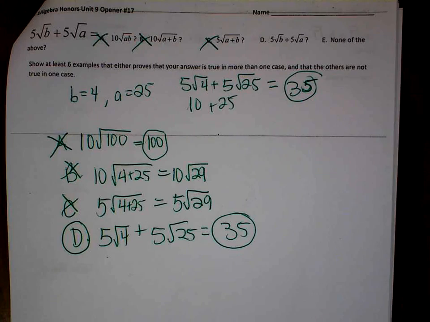So in this case, when you don't have the same base, there's nothing you can really do to consolidate these. And students will try all sorts of things, like A and B and C. And when you don't have the same thing inside the square root, they are not like terms, so they cannot be combined.